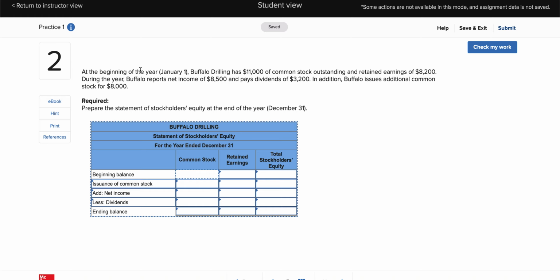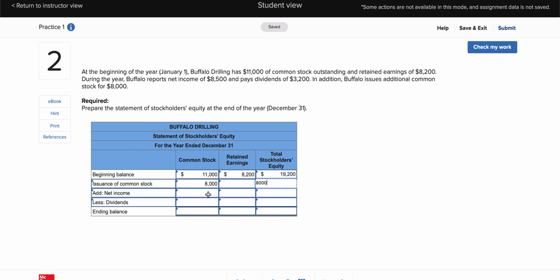My beginning balance at the beginning of the year, they had $11,000 in common stock. Let's drop that number in. Retained earnings, we had $8,200. We add them together, we're looking at $19,200. How much common stock did we issue? During the year, they issued an additional $8,000. That's going to go in the common stock column only. And we have to be sure to bring that total over to the total column.